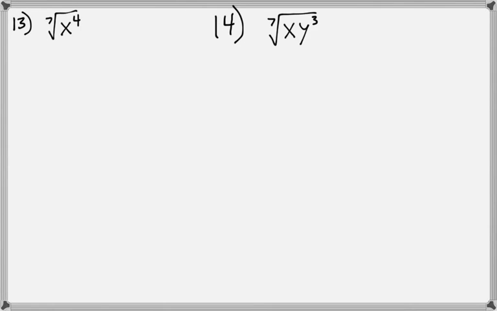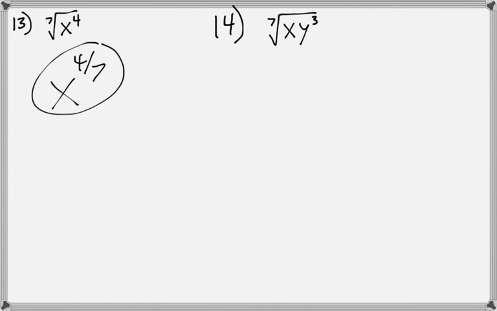On 13 and 14, I'm trying to rewrite them with rational exponents. So the 7th root of x to the 4th, that would be x to the 4 over 7. So the exponent becomes the numerator, the index of the root becomes the denominator.